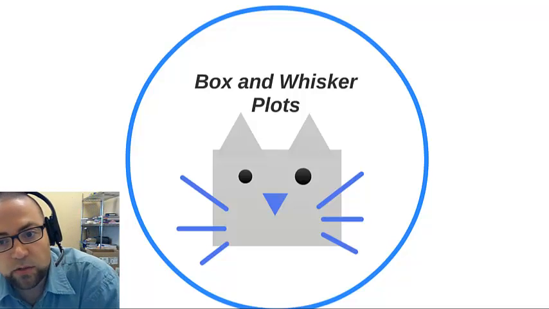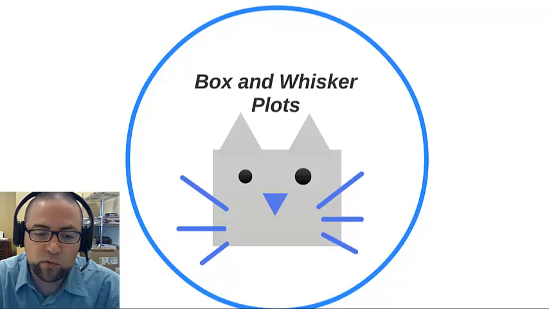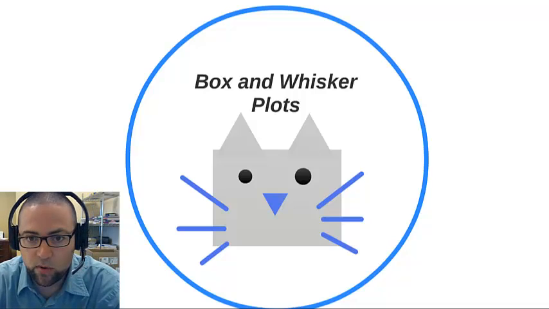Okay, we're going to be talking about box and whisker plots. Box and whisker plots look like a box, and they look like they have whiskers on them, so you can kind of think of a cat when you think of a box and whisker plot.